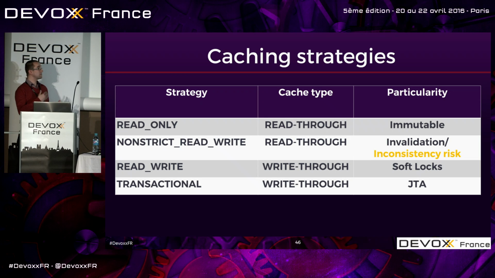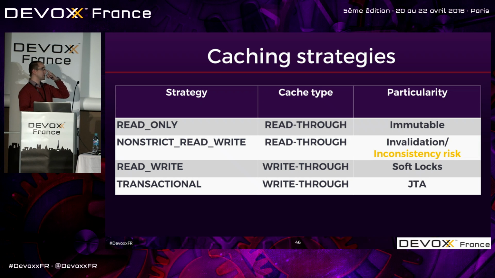There are several caching concurrency strategies that you can use. The least performant, but which offers the best consistency, is, of course, the transactional one, because it's using JTA. You'll have to use the JTA transaction manager, and then you're going to update the cache and the database in a single global transaction. So if you're going to roll back, you are going to roll back both the database transaction and also the entry that you put in the cache. So you will never read inconsistent values.